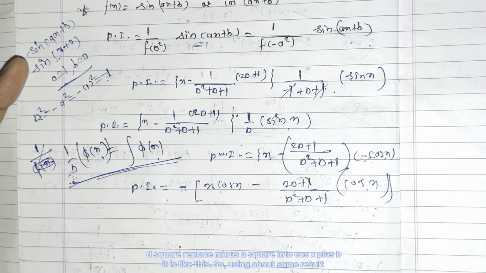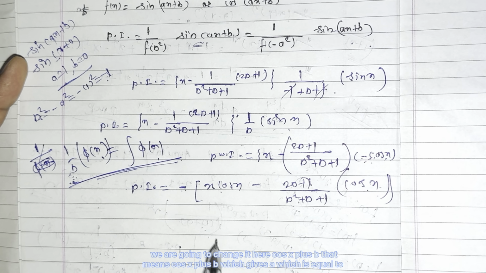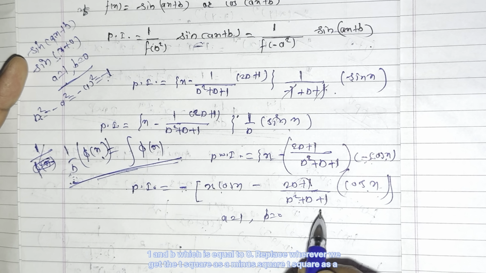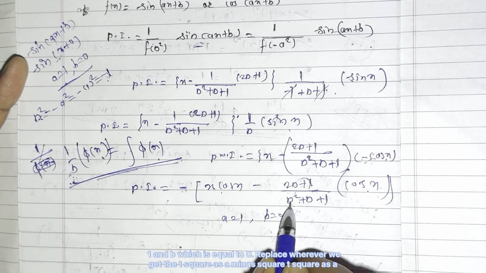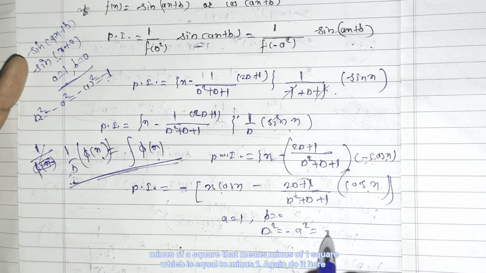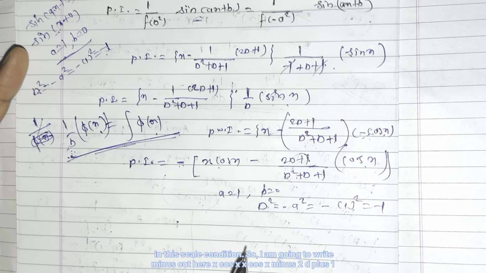So using the same result above, we are going to change it here. Cos(ax plus b), which gives a equal to 1 and b equal to 0. Wherever we get D square, replace it with minus a square, that means minus 1 square, which is equal to minus 1. Again, do it here in this condition.